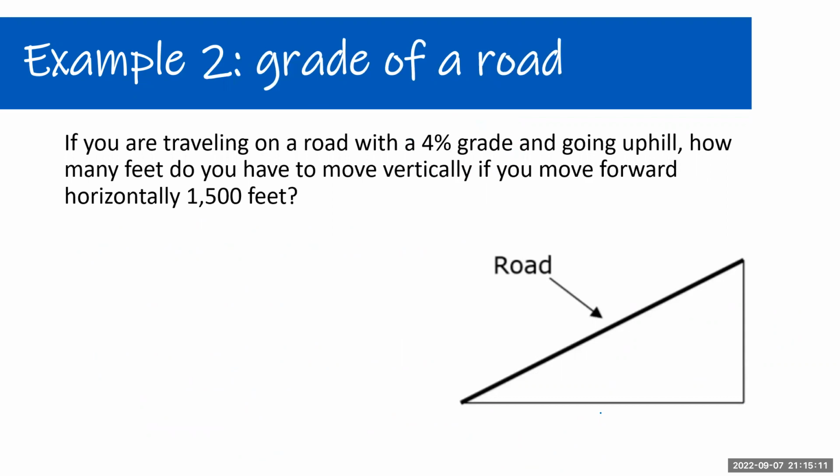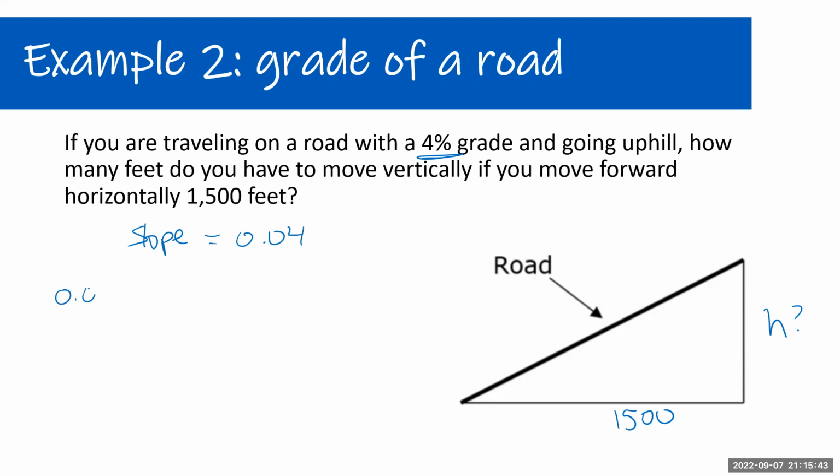Okay, let's look at another one. Great place to pause and make sure you can repeat this. If you're traveling on a road with a 4% grade and you're going uphill, how many feet do you have to move vertically if you go forward 1,500 feet? So we know we're going horizontally 1,500, and we need to know how far we're going high. Okay, so how up are we going? And we know that our slope is that 4% grade.